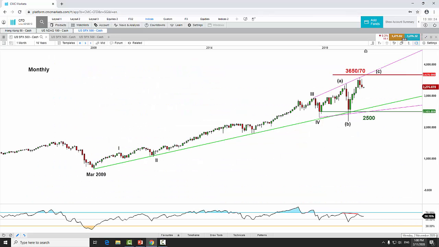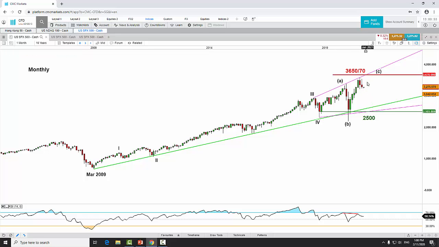So let's start off with the SPX 500 with the long-term monthly chart. Several key elements I want to highlight. The first element will be the long-term secular bullish trend remains intact as the index continues to trade above this long-term ascending trendline support in place since the March 2009 low, and since the December 2018 low, it has been trading in an expanding wedge configuration.